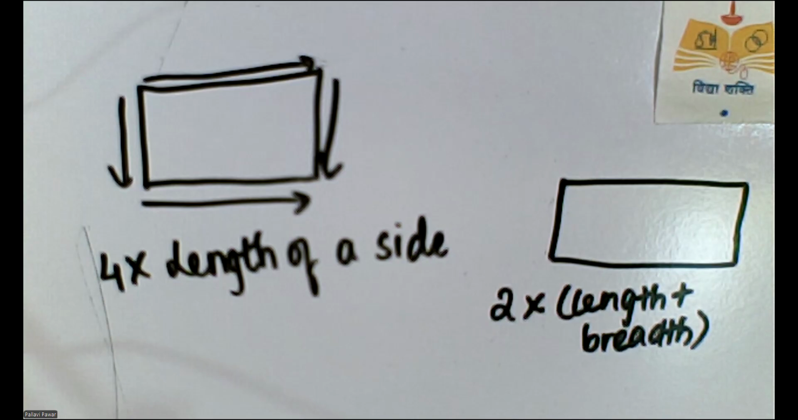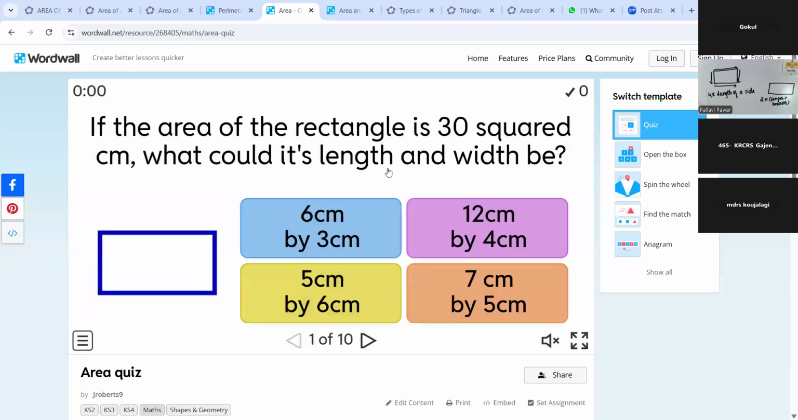Yes. Now, are you ready with the area? So if the area of the rectangle is 30 square centimeter, what could its length and width be? So the area of the rectangle they have given is 30 square centimeter. Now tell me what its length and width could be. So what do we know about the area of a rectangle? We know about its formula.